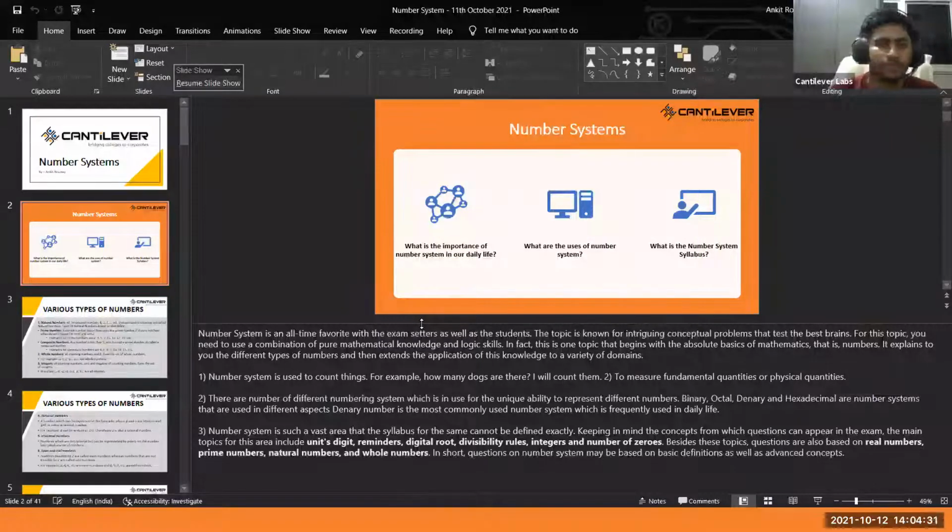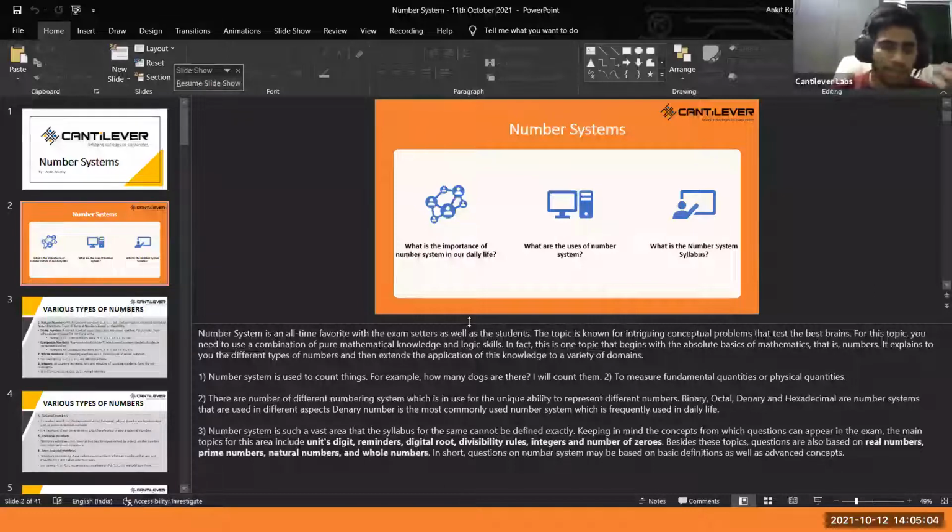of domains. The number system is used to count things. For example, how many dogs are there? I'll just count them. It is also used to measure fundamental quantities such as temperature, pressure, etc. There are a number of different number systems in use, but for our convenience, we'll just stick to the decimal number system. Although the more popular number systems in use are binary number system, octal number system, and hexadecimal number system. These are something CS background students must be familiar with.